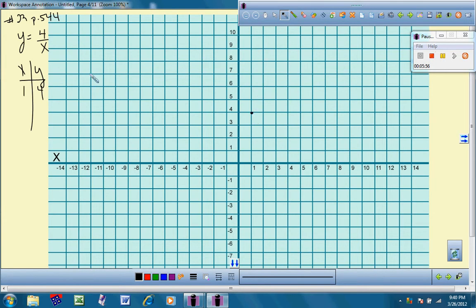Alright. When x is 2, y is 2. 4 over 2 is 2. So let's plot 2, 2. When x is 4, y is 1. Because 4 over 4 is 1. So now let's plot 4, 1.